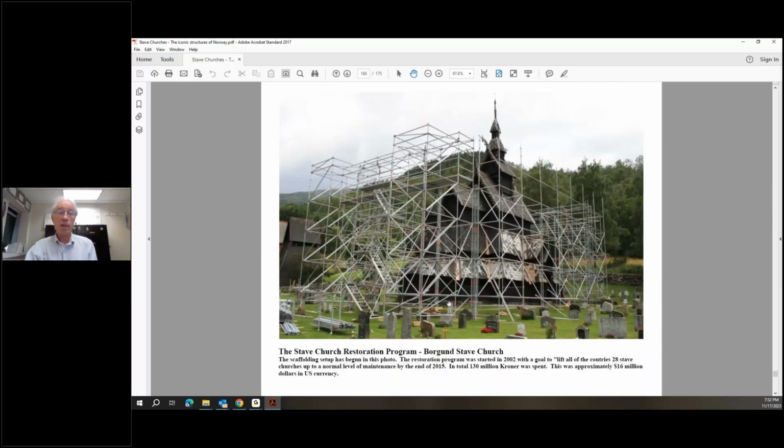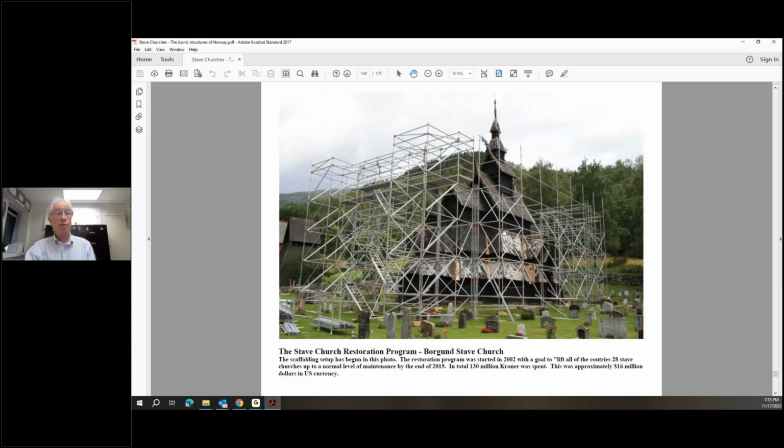All right, so the last thing I want to discuss here too is that in 2002, a program was begun by the Norwegian government to restore these Stave churches, thankfully, to save them for future generations. And a lot of money was put into these. A total of 130 million kroner was spent, equal to 16 million US dollars, on those remaining 28 churches.